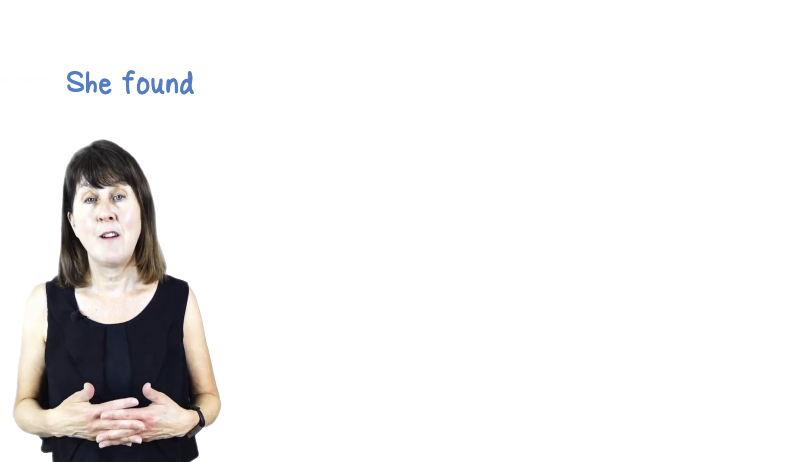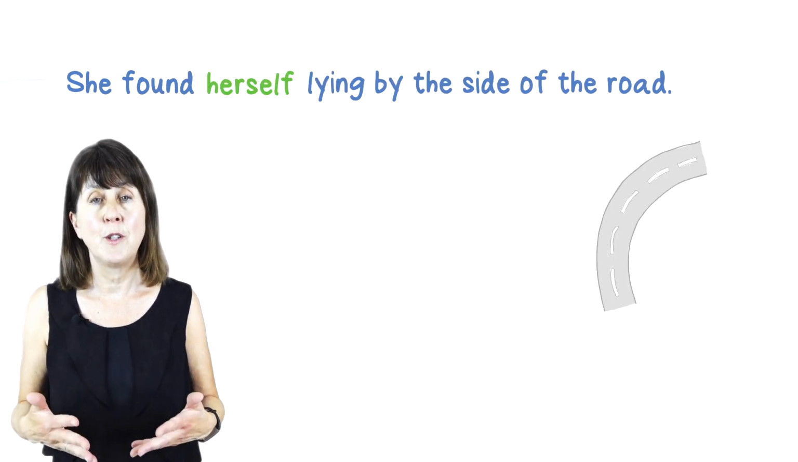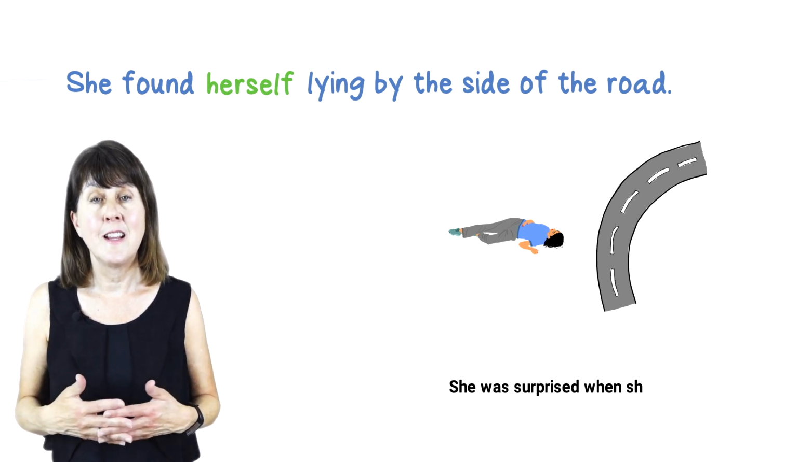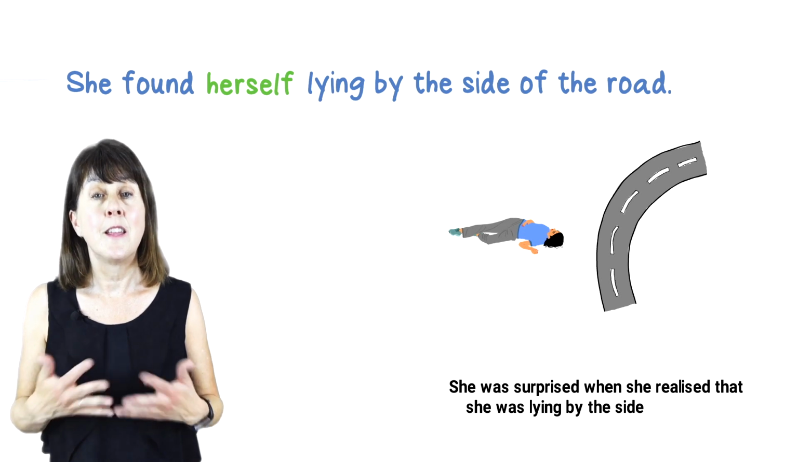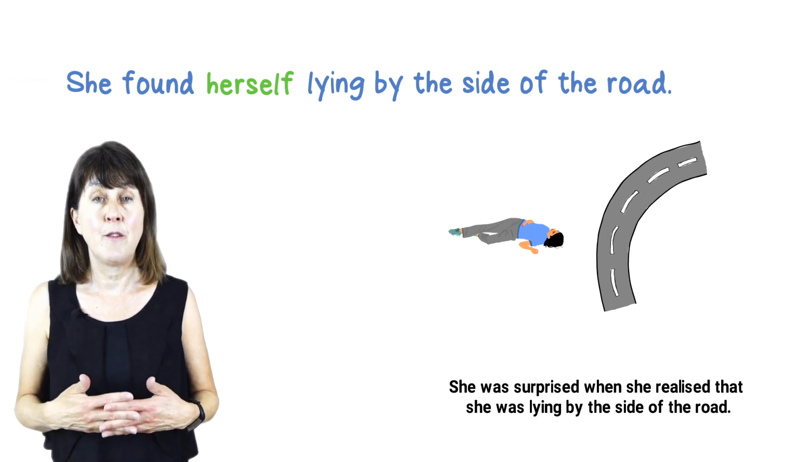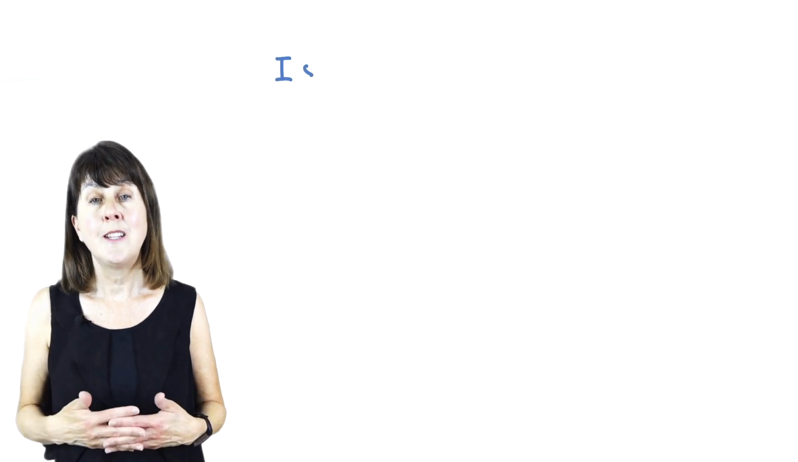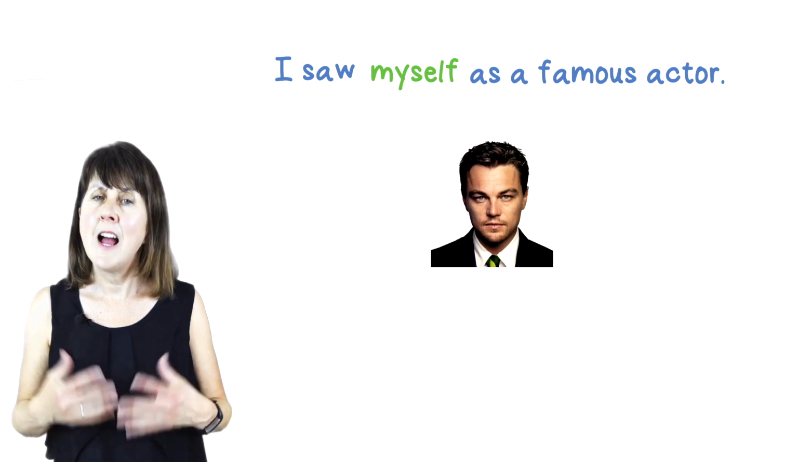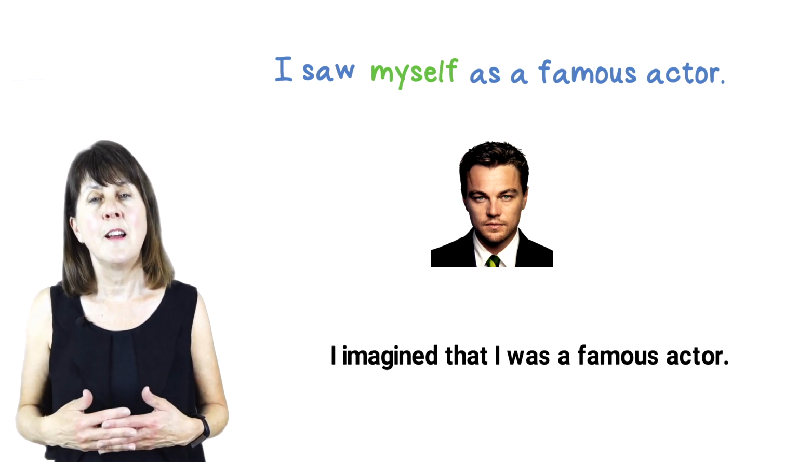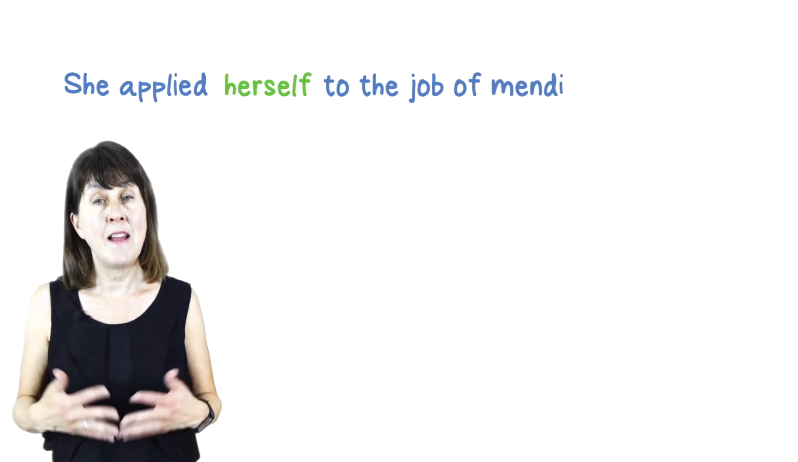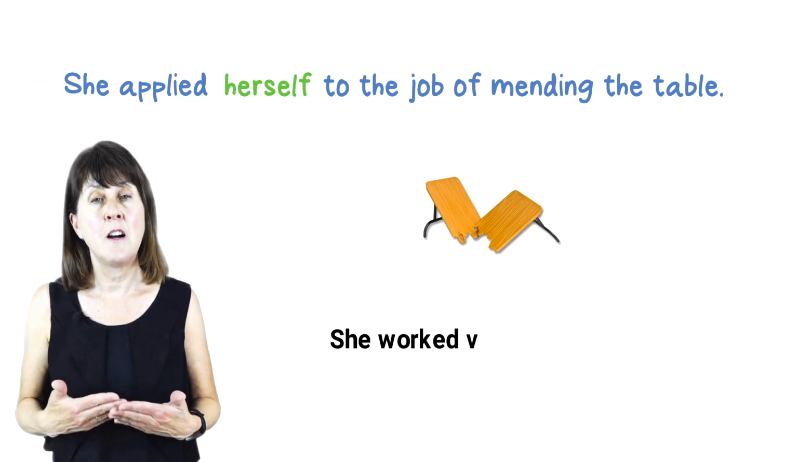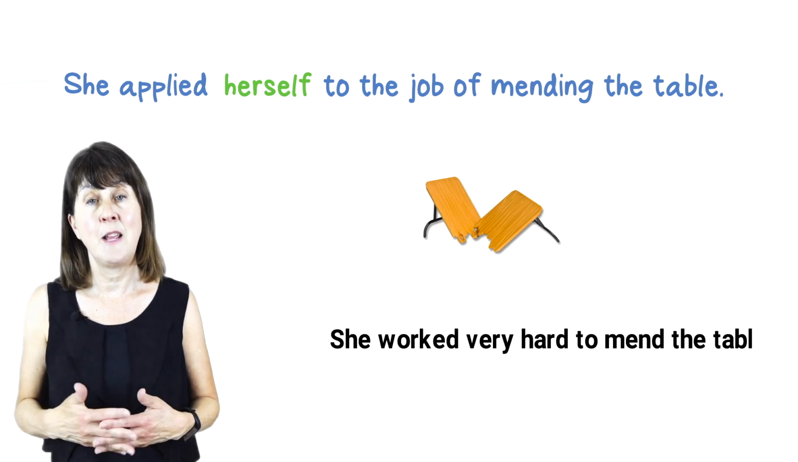She found herself lying by the side of the road. Here, this means that she was surprised when she realized that she was lying by the side of the road. Or, I saw myself as a famous actor. Here, this means I imagined that I was a famous actor. She applied herself to the job of mending the table. Here, this means that she worked hard, very hard, to mend the table.